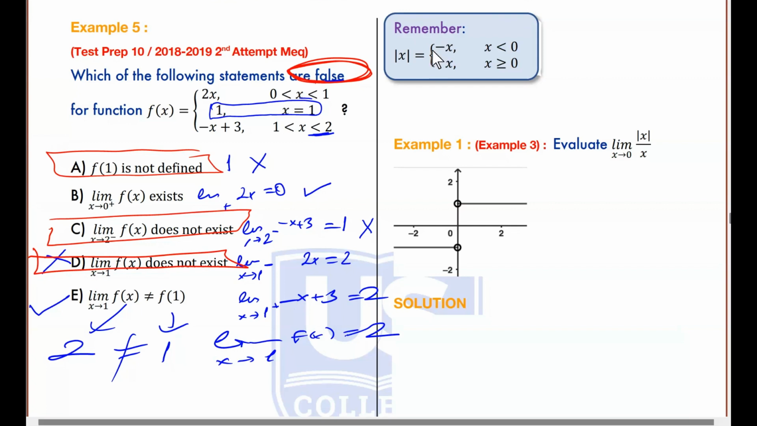Let me remind you. If you have an absolute value function, you can write this as piecewise with 2 different conditions. If the number inside is negative, then you'll take the opposite of the function out. If inside is positive, you take the same function out. Opposite will come out if inside is negative. Same will come out if inside is positive.